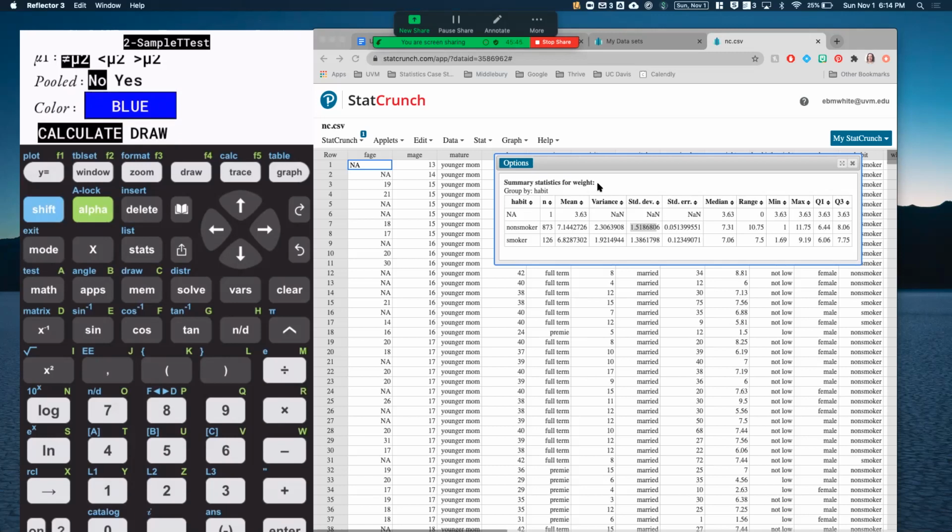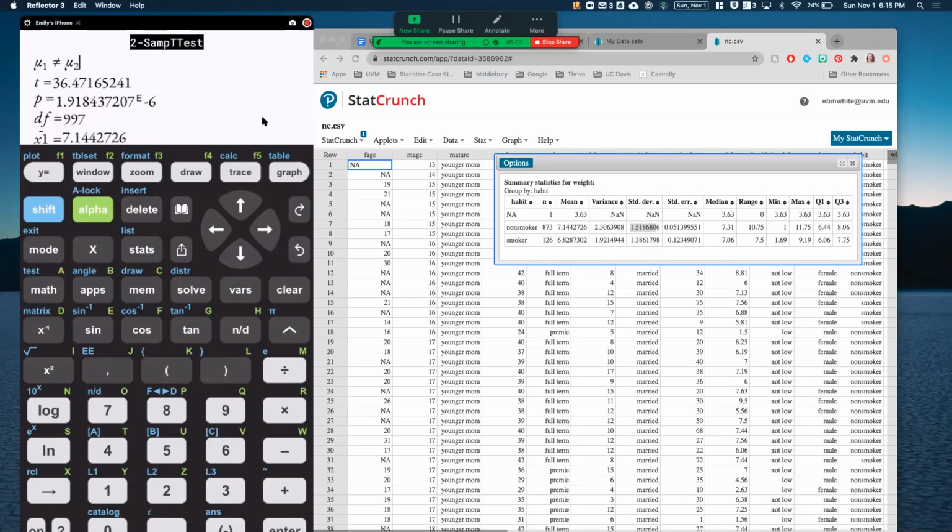And then they've asked me whether or not I want to pool the variances. In this case, I'm going to say yes, I do want to pool the variances. And I did that because when I worked out the ratio of the two variances, I got some number between 1/2 and 2. Okay. And so I'm ready to calculate. It's going to spit out all kinds of different things. Now this is slightly different numbers than I remembered.